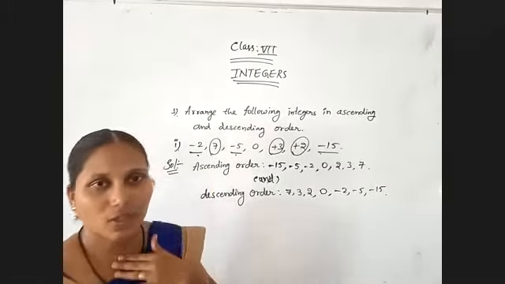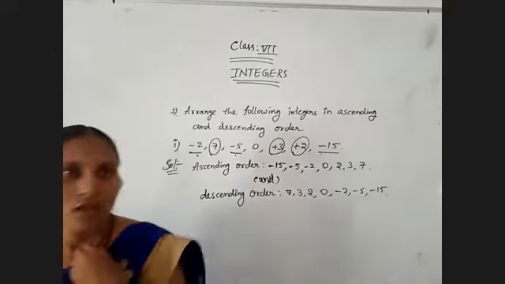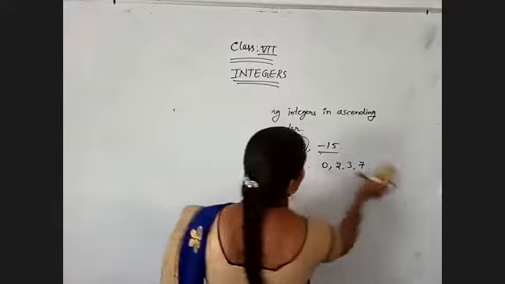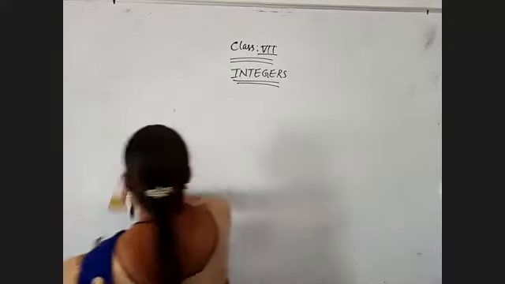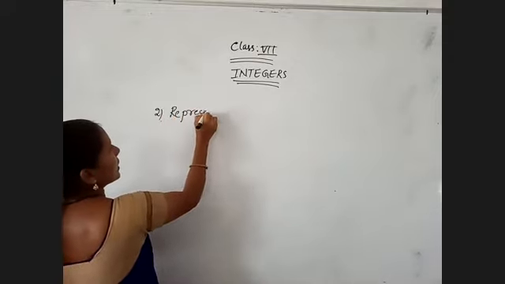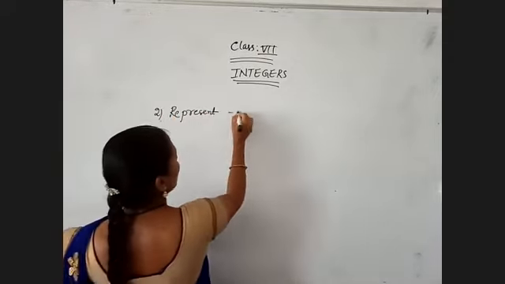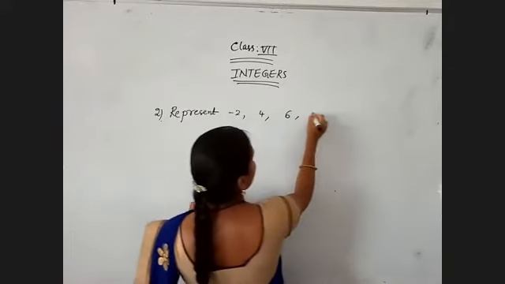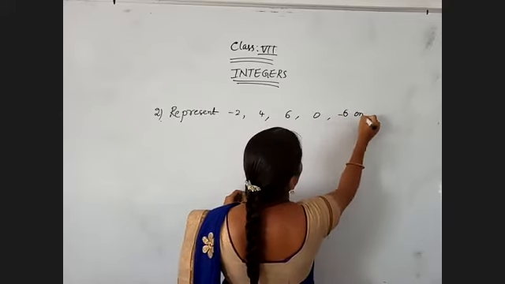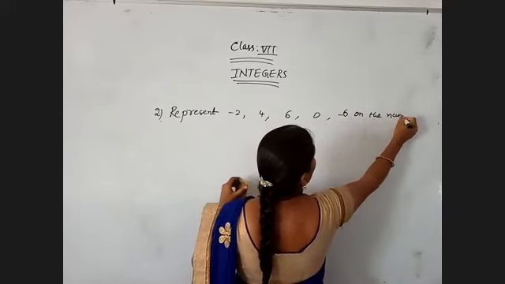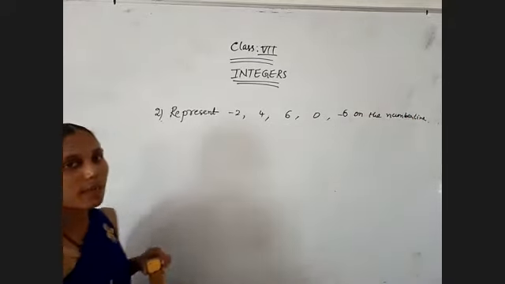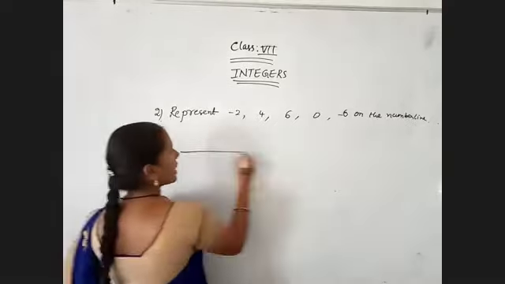Okay, now coming to the next topic. Represent the given integers on the number line: minus 2, 4, 6, 0, minus 6 on the number line. So these integers are also to be represented on the number line. Here they did not mention which type of number line, so I need to consider the number line.